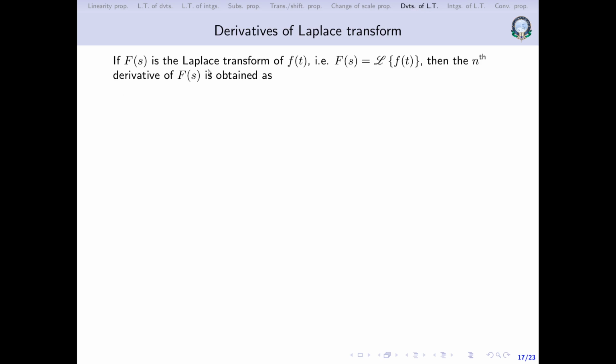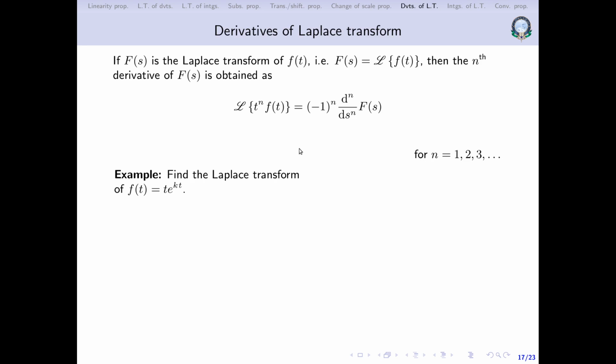So if capital F of s is the Laplace transform of small f of t, then the nth derivative of this Laplace transform is obtained in this way. The nth derivative of capital F of s times minus 1 to the power n is equal to the Laplace transform of t to the power n f of t. Now this result is extremely useful. We will not be proving this result, but we will be using it in some applications.